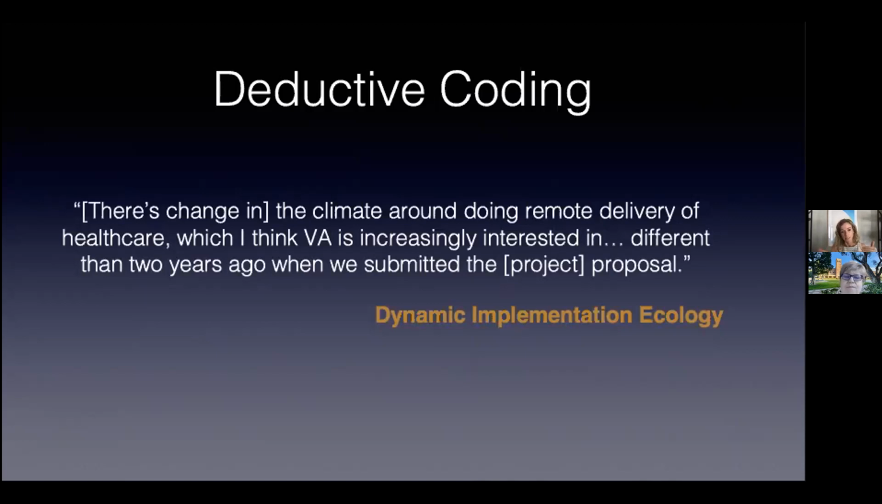This is almost funny to listen to now. I think this was said probably about 2018. So it was a different world, which I think VA is increasingly interested in, different than 2 years ago when we submitted the project proposal. This was a case in which they were talking about doing an online version of an intervention, and when they'd first proposed it, there had been some initial resistance. So they ended up doing a comparison of online and in-person options. Of course, now we know that a lot of care can be delivered online, and we were forced to adapt to that. But at the time, we were starting to see this change, and it's happened since the time this was funded initially. So that was one example.